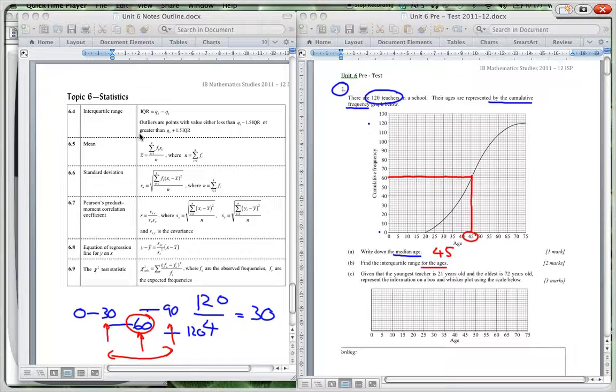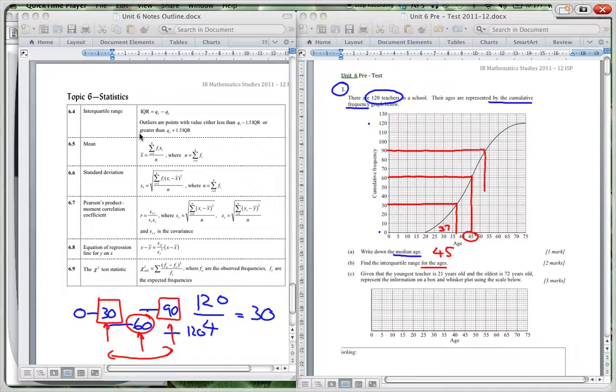Find the interquartile range for these ages. So as I said, we've got to find it at 30, and we've got to find it at 90, and then we have to subtract the two. So if I go to 30, I go across here, and I go down there, that is about 37. So that's 37. And then I go to 90, because this is 3/4 of the way.